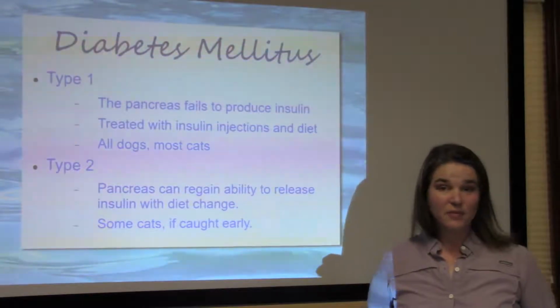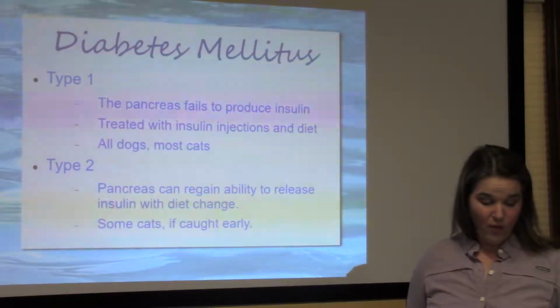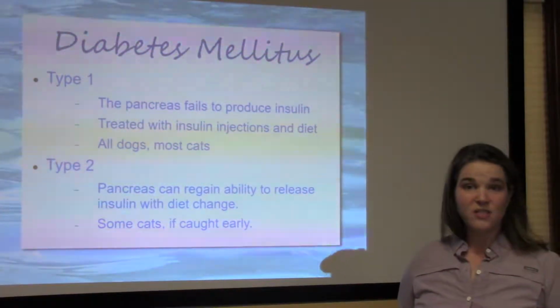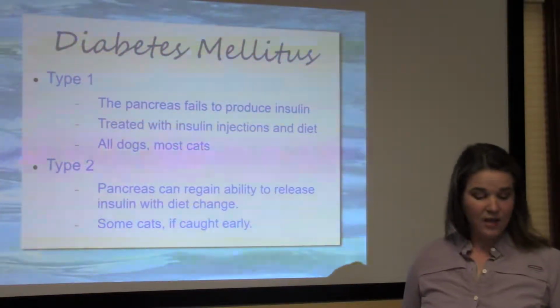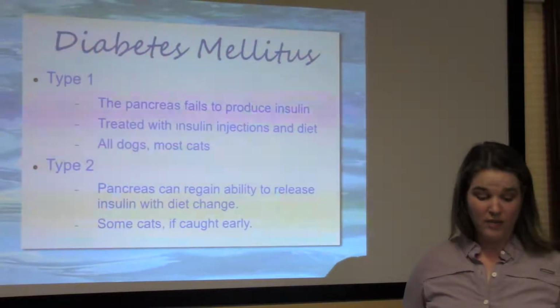There, again, are two types of diabetes mellitus. Type 1 is when the pancreas fails to produce insulin. It is treated with insulin injections and diet. This occurs in all dogs and most cats.